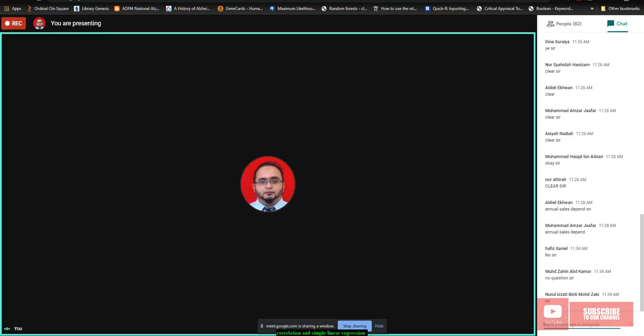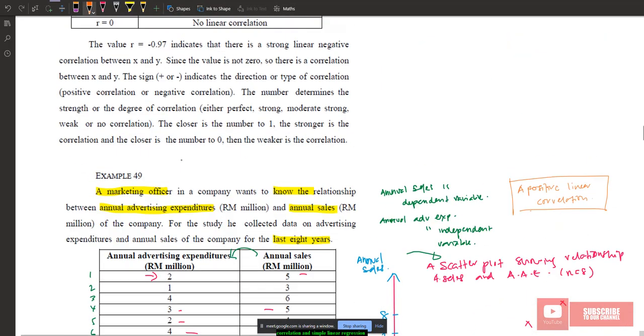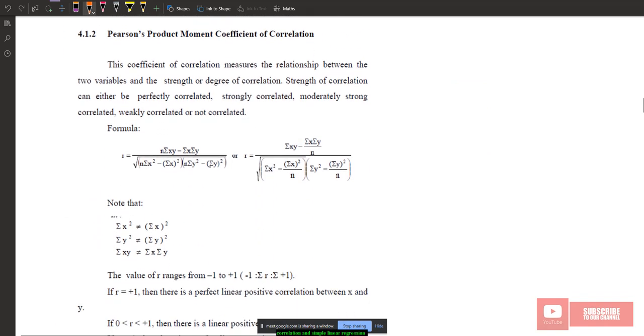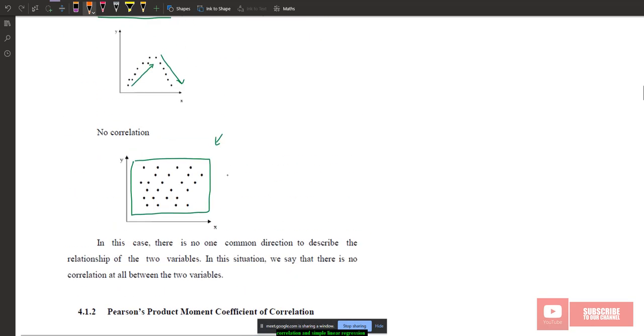Right, good. So we're going to move on to the next topic, which is the next method, the Pearson product moment coefficient of correlation. In this method, instead of a scatter diagram, let me just differentiate between the Pearson product moment coefficient of correlation and the scatter diagram. In a scatter diagram, we can only know the relationship between two variables. Either the relationship is positive or negative, or no relationship at all, right?